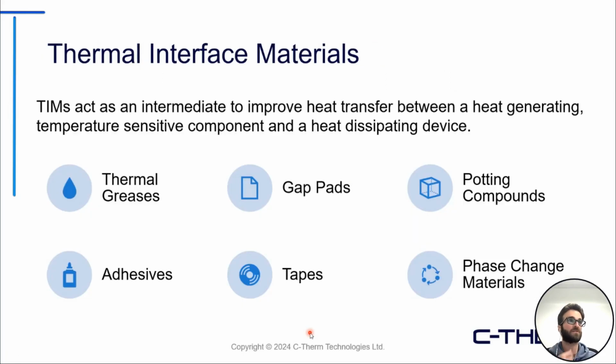So I do just want to speak to thermal interface materials because this is really where the PCMs will come into play. TIMs act as an intermediate to improve heat transfer between the heat generating systems, whether it's the battery pack, the electronic components, what have you, and the heat dissipating device, so your sinks or air cooling fans, things of that sort. There are a range of different TIMs out there, a lot of different options for a lot of different application spaces. But PCMs, phase change materials, are considered a thermal interface material in this space.